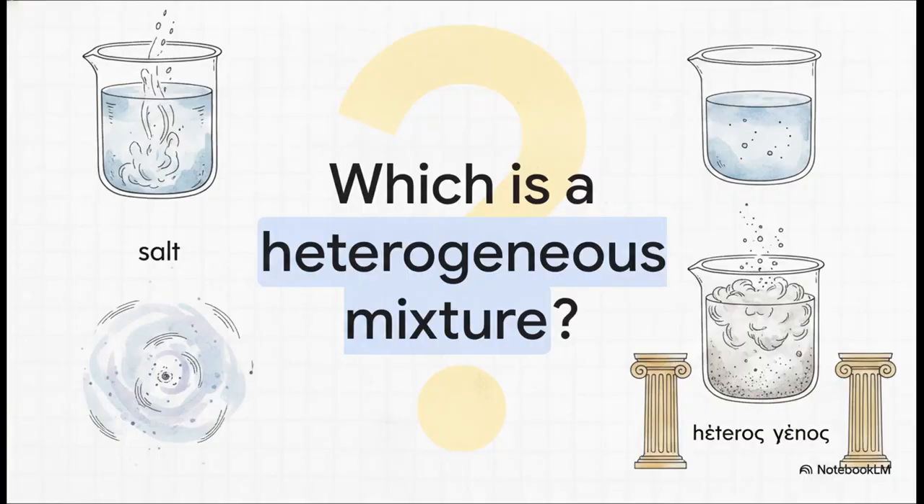Here's a question to challenge you. Which of the following is a heterogeneous mixture? Your options are salt and water, air, sugar and water, or chalk powder and water. The key word here is heterogeneous, which comes from Greek roots meaning different kinds. Basically, we're looking for a mixture where the parts don't perfectly blend into one uniform substance.